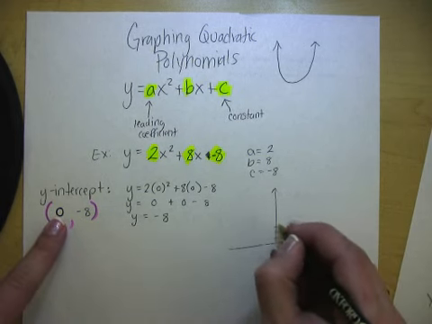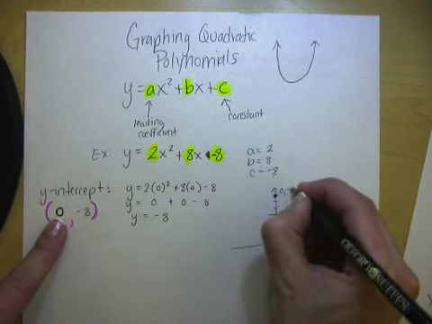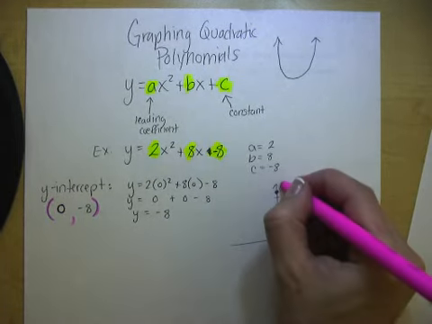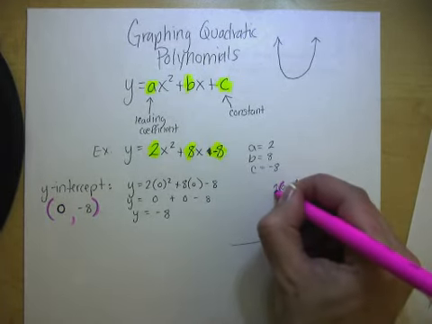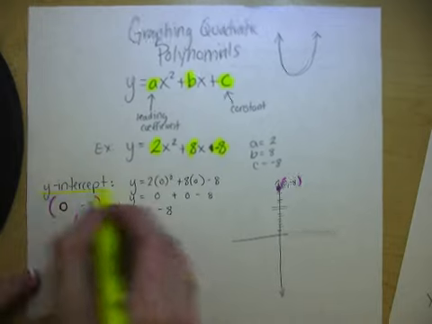So if I have 1, 2, 3, 4, 5, 6, 7, 8, there is the point 0, negative 8, called my y-intercept. Where my parabola is going to go through that point. It's going to cross the y-axis right there. So that was the first thing that we talked about.